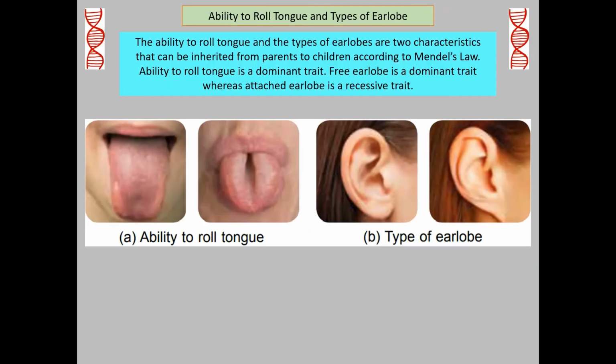Ability to roll tongue and type of earlobes. The ability to roll tongue and type of earlobes are two characteristics that can be inherited from parents to children according to Mendel's law. Ability to roll tongue is a dominant trait. Free earlobe is a dominant trait, whereas attached earlobe is a recessive trait. So unable to roll tongue is also a recessive trait.